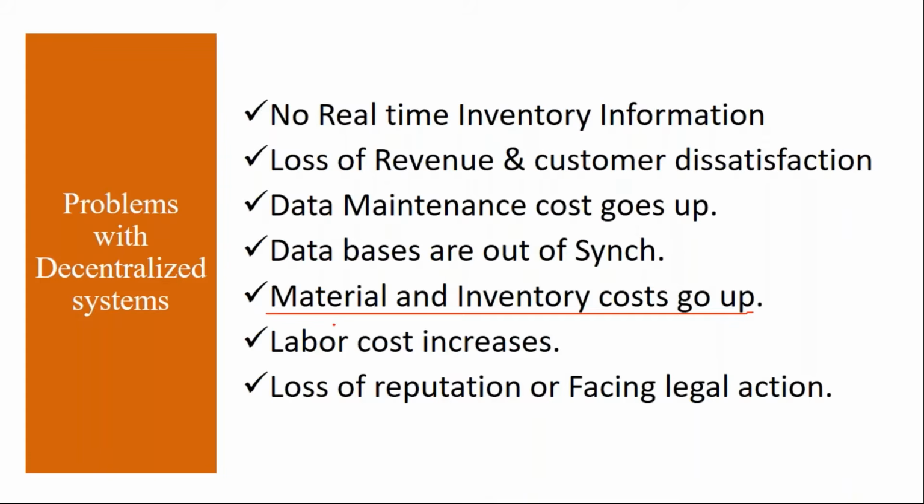Physically the raw material stock is present, but in their system it is not showing correctly. So due to this reason they will again purchase it. Due to this, the material and inventory costs go up, and also the databases are out of sync. Okay, so this is another problem.